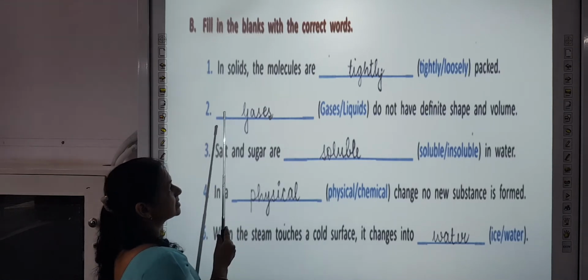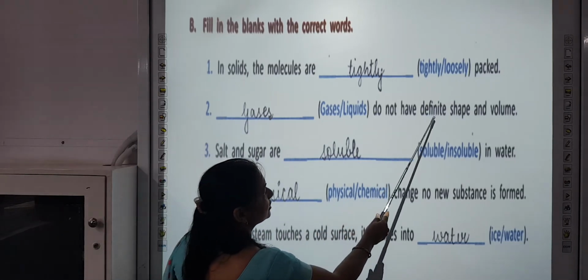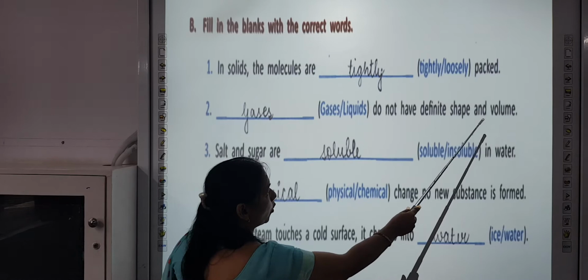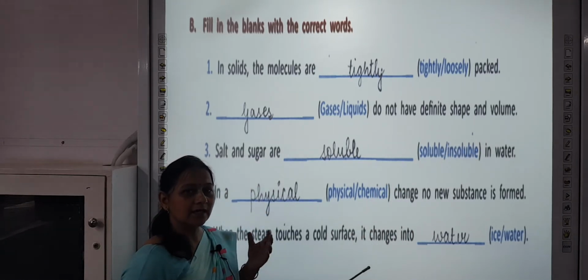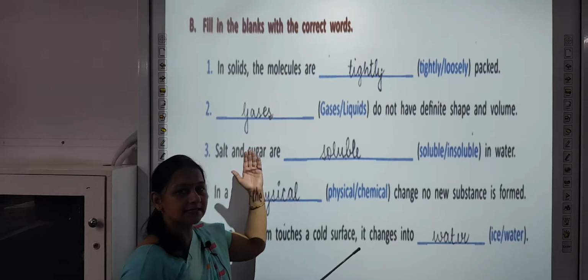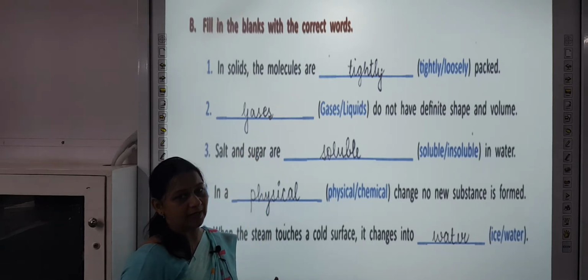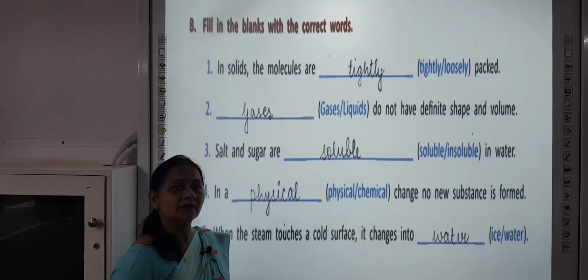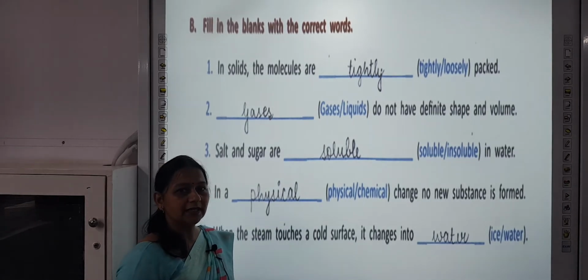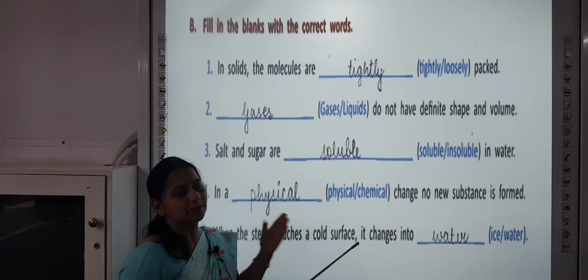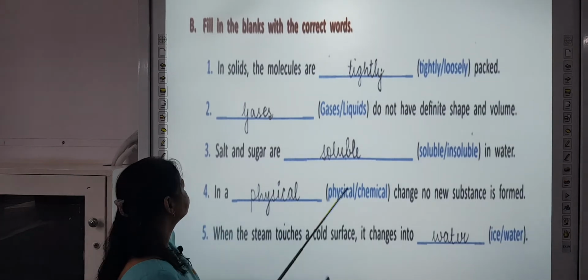Now, the second one is gases do not have definite shape and volume. We have done in arrangement of molecules that the arrangement of molecules in gases is very loosely packed. So, gases have no definite shape and no definite volume. They take up all the available space that is given to them.